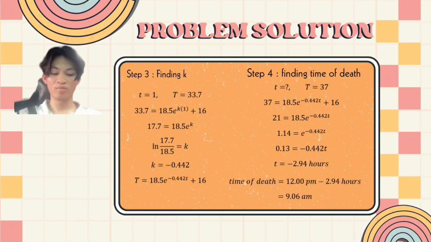So to find the time of death, the given temperature is 37 Celsius. Substitute it into our equation. Then we get 37 equals 18.5e to the power of negative 0.442t plus 16. Solving it, we get negative 2.94 hours. Then we find the time of death by 12 PM minus 2.94 hours. We will get 9.06 AM. This is the time of the person's death.